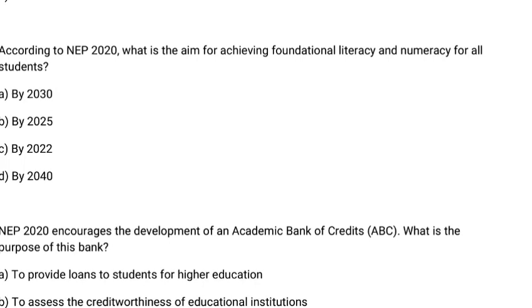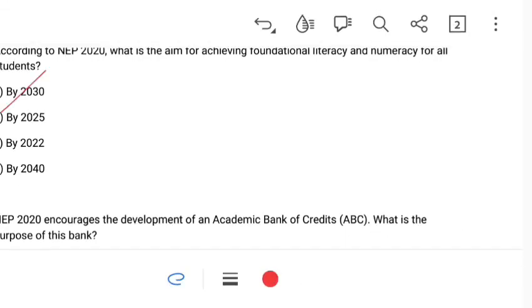According to NEP 2020, what is the aim of achieving foundational literacy and numeracy for all students: by 2030, by 2025, by 2022, or by 2040? The correct answer, it will be 2025. This is according to my research. Please try to verify.